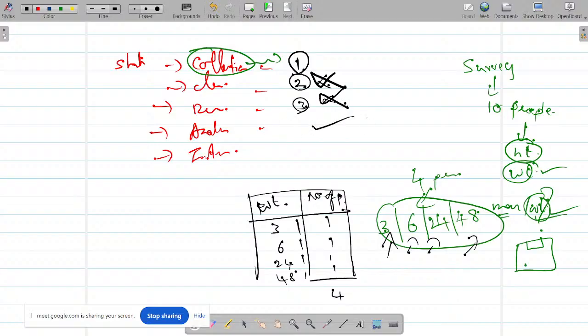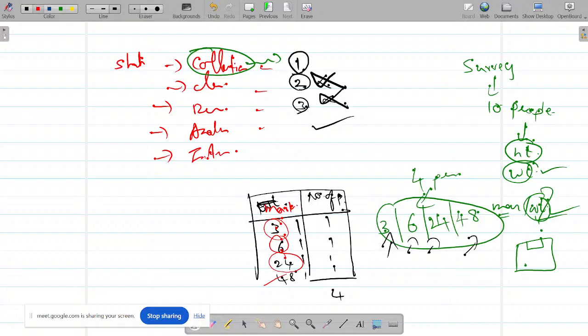Now let me ask you. Instead of writing this as weight, I take it as marks. Marks of 4 students. Tell me which student has secured the best mark. 48. Fourth student. Okay, who's got 3 marks? Failed. 6 marks? Failed. 24? Failed. The only student who passed? Fourth student. See, I can give any number.